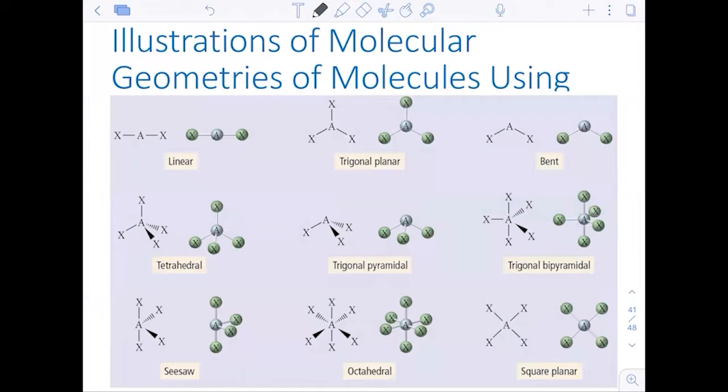When we start looking at these illustrations, this is in your textbook where we have what we call a wedge and dash format. You do not need to know how to draw these. We will practice these in organic chemistry. I look forward to that day, and today is not that day.